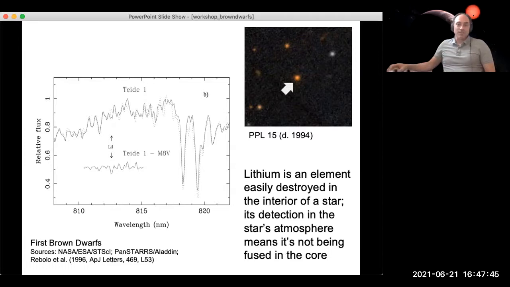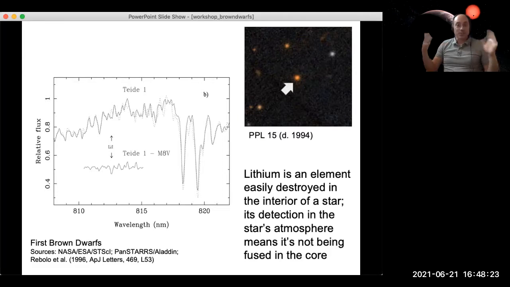But this object should not have lithium because it should be gone from reactions, but it's there, which means that lithium is not being destroyed in the star, which means it's not being fused, which means hydrogen fusion is also not happening. This is something known as the lithium test. It was one of the earlier ways that we were able to figure out that some objects that appear to be quite warm were actually just very young brown dwarfs because they're just not fusing this one particular element. One of the cool things is this is one of the ways that we get to see what's happening in the core of the star, by the fact that this lithium is still around. It hasn't been destroyed.